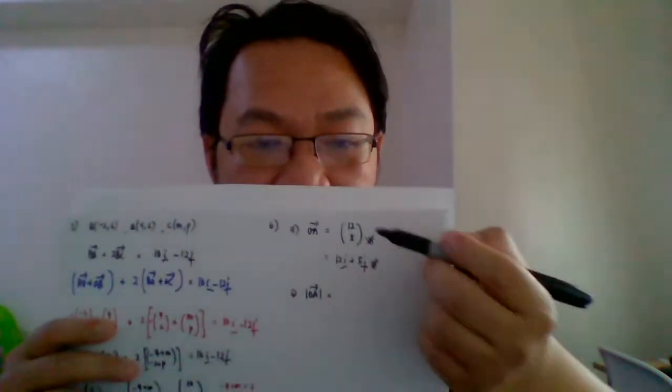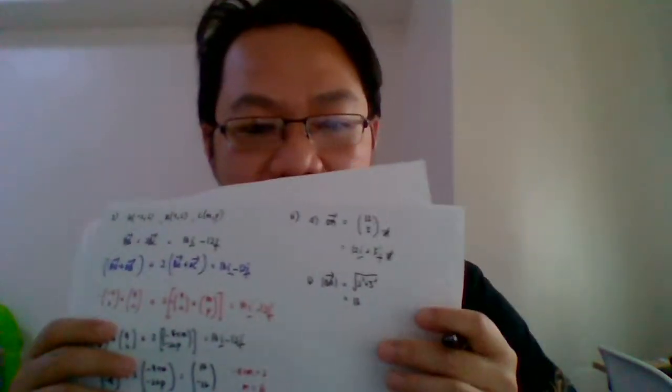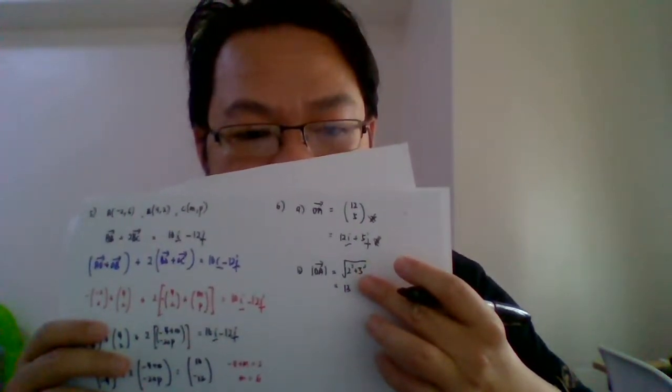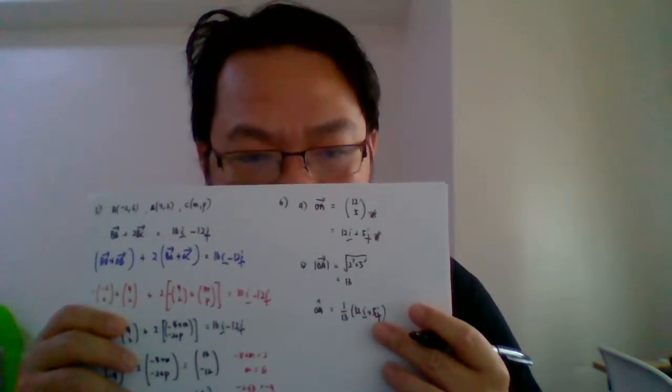You see here your vector is 12 and 5, right? So you need to square both numbers, add, and square root. So 12 squared plus 5 squared, square root. We got 13. Therefore the unit vector of OA equals 1 over 13 bracket 12i plus 5j. This is our unit vector of OA.